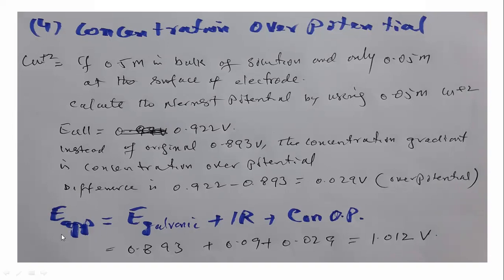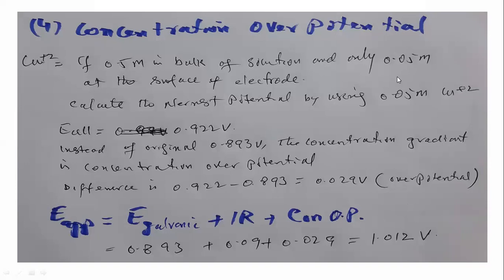So now what would be the applied potential? This is the fourth factor we are going to consider, the concentration overpotential. That means now the total potential is the sum of the E galvanic plus IR drop plus concentration overpotential, and when you sum up all these values, it will give you 1.012 volt. So this is the potential now required for the deposition of copper ion into copper metal.